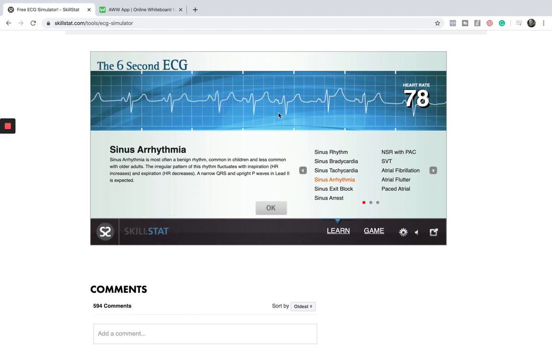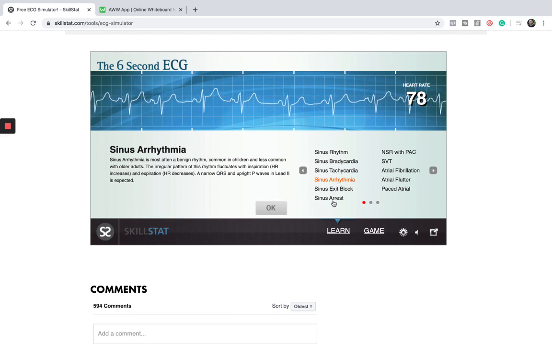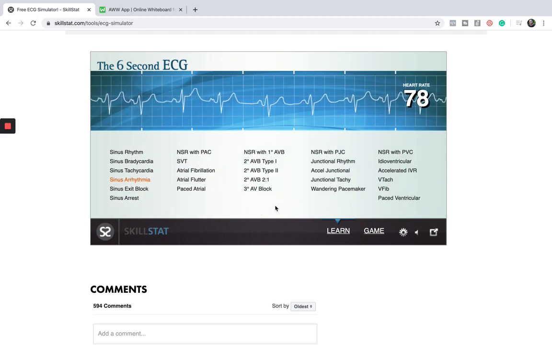So it ends up being actually, it's totally benign, but it ends up being irregular actually. So nothing wrong with it, it's just irregular, okay? Now, sinus exit block and sinus arrest, I'm going to actually skip over these for this video. If you wanna learn more about them, go ahead and look at them. They're not main things that are going to be on your test. I want to go over the main ones here, okay?